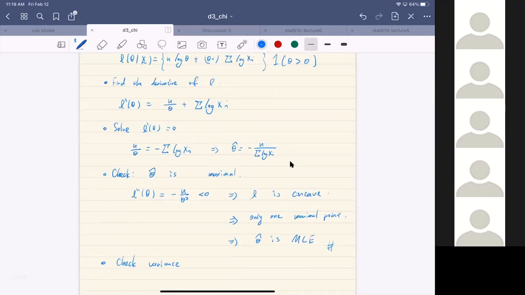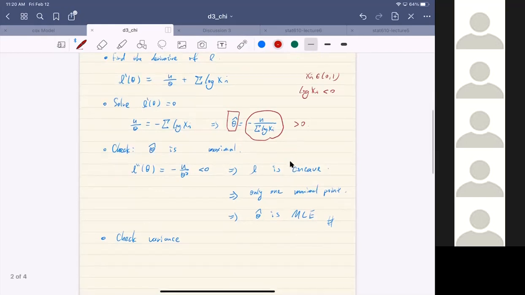Okay, so we can check this. This one is always positive because the log of x is from 0 to 1. So log x is negative. So this is positive. Okay. So the solution is in the domain.